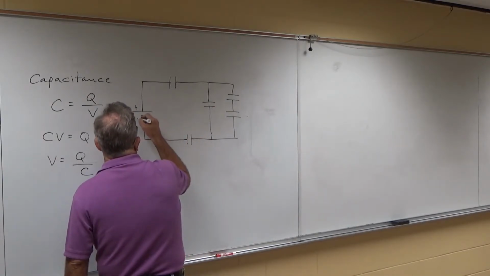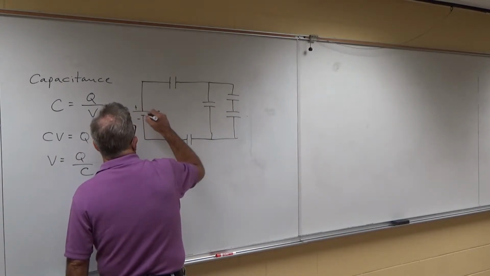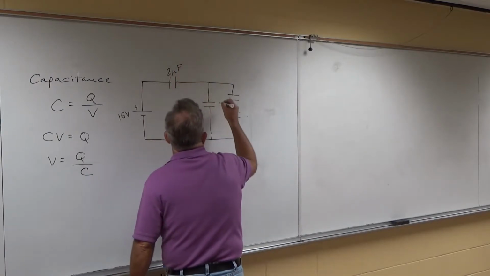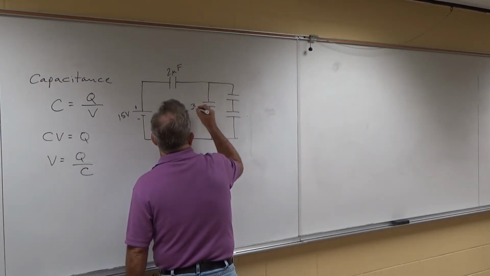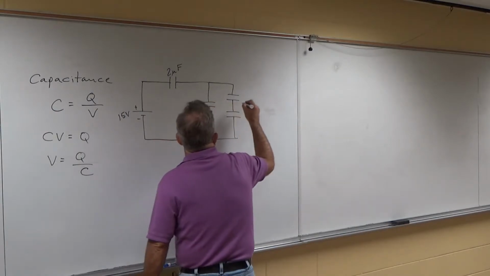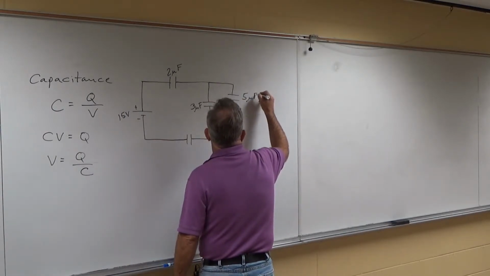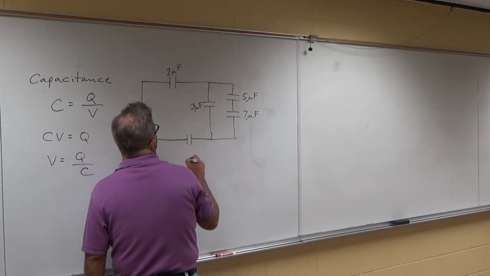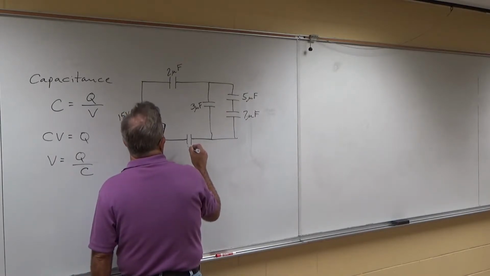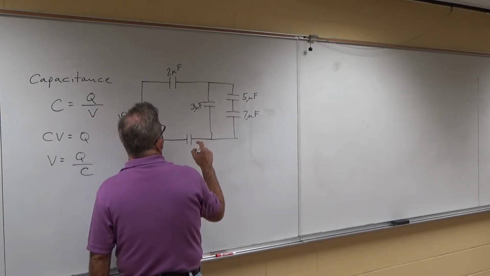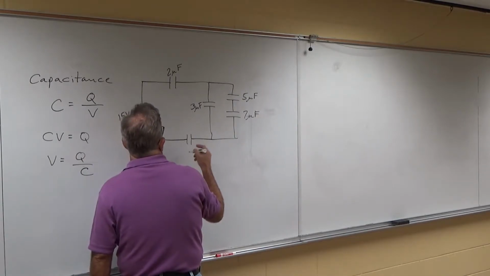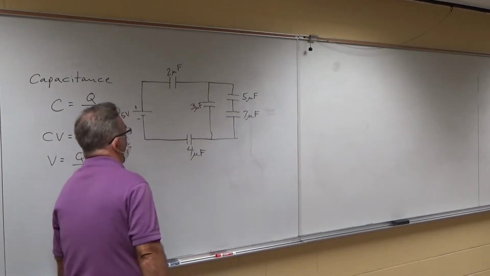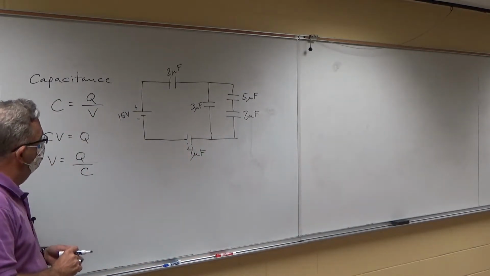That's enough. So here's 15 volts. I'll make this a 2 microfarad, 3 microfarad, 5 microfarad, 7 microfarad, and let's have another, let's see, that's 3, 6, let's have a 4 over here. That way they're all different. We can tell which one we're talking about. Okay.